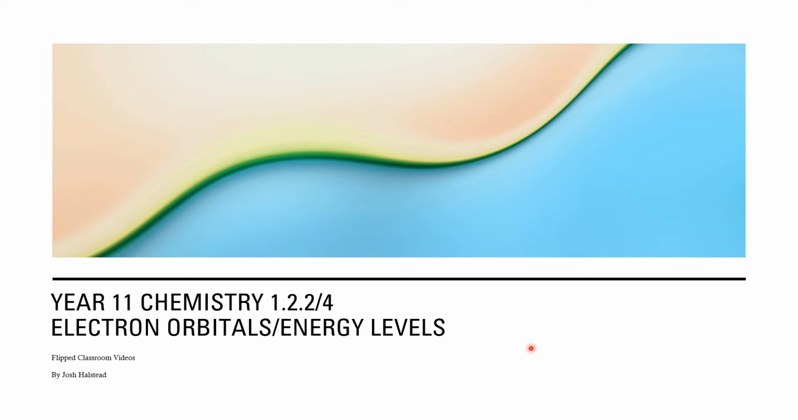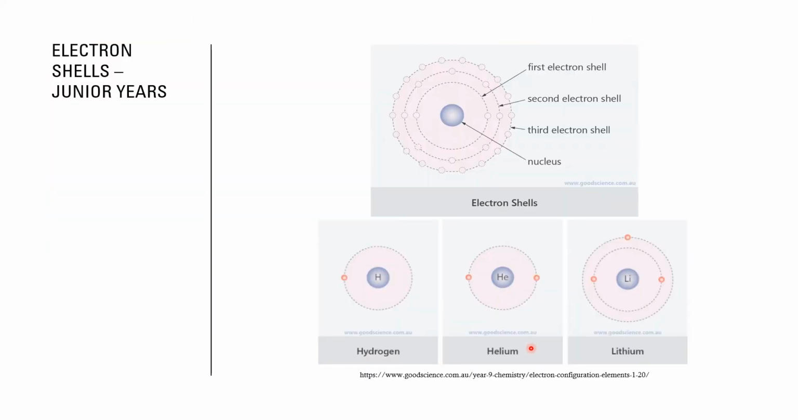Hello chemistry students, in this video we'll be covering dot points 1.2.2 as well as 4, and we'll be looking at electron orbitals and energy levels. First off, maybe from the junior years you would have talked about electron shells in some capacity. Essentially, each shell houses electrons and that's where the electrons belong.